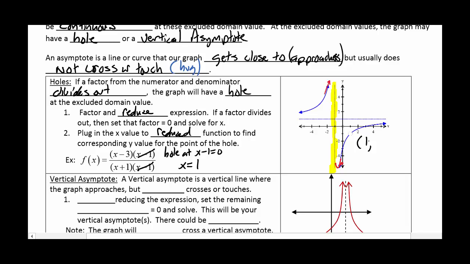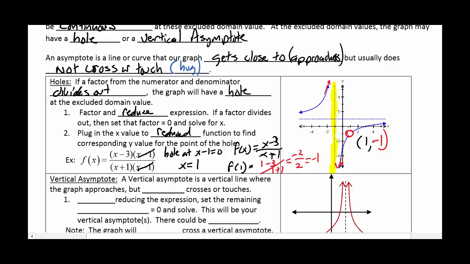So to find that something, I'm going to evaluate it in the reduced form. So my reduced form of my equation is x minus 3 over x plus 1. And I want to find f of 1 there. Okay. So I'm going to plug that in. So 1 minus 3 over 1 plus 1. And that gives me negative 2 over 2, or negative 1. Okay, so there is a hole at 1 comma negative 1.